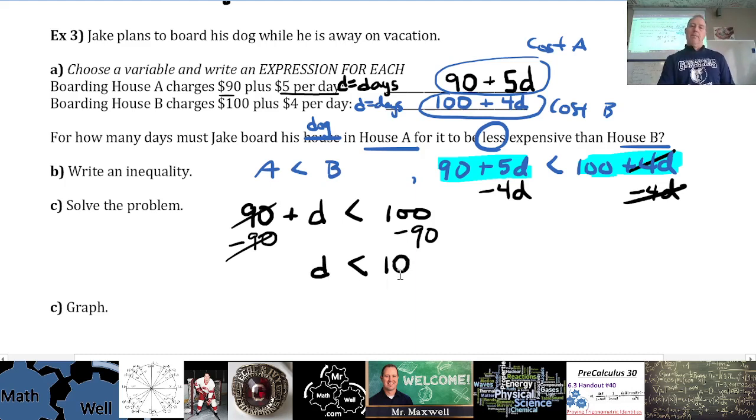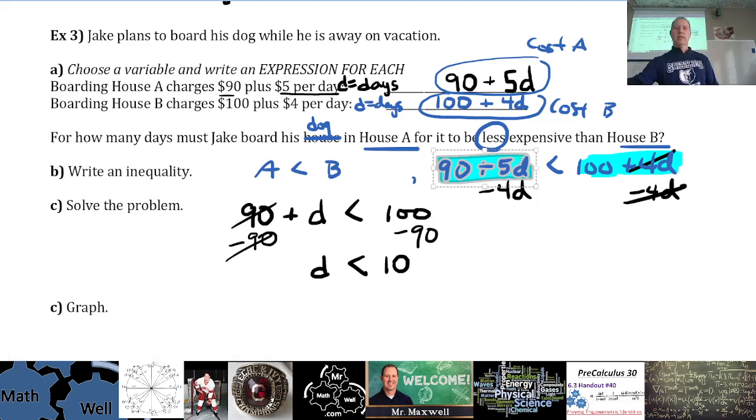Okay. Now, the context of this problem, what we did was we said, how many days would the cost of A be less than the cost of B? So I guess what it says here is that if you put your dog in this kennel for anything less than 10 days, then A is going to be cheaper. But if the dog is there for more than 10 days, this inequality is not going to be true. So this one over here is going to be more expensive. Okay? Any thoughts on that? Questions?